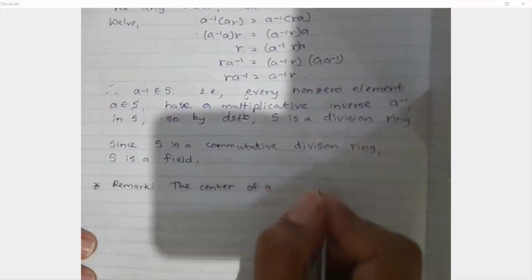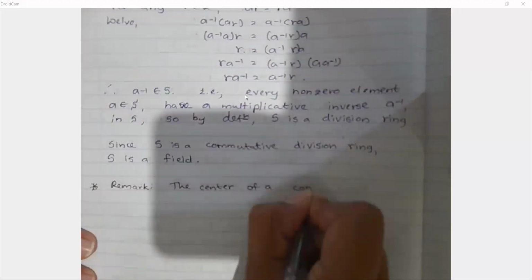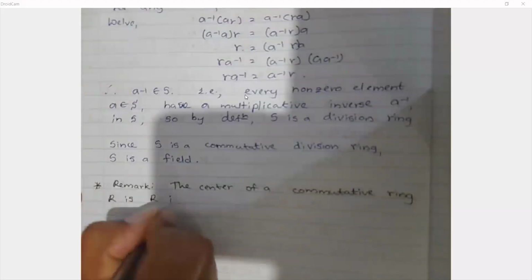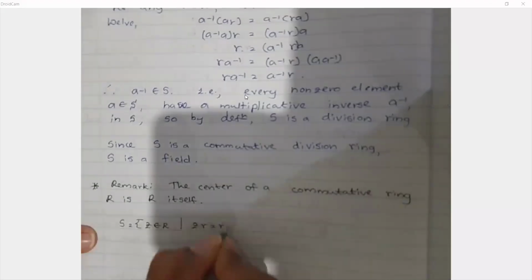The center of a commutative ring is R itself. Now R is commutative. If we write its center S, by definition, it is the set of elements that commute with every other element in the ring.